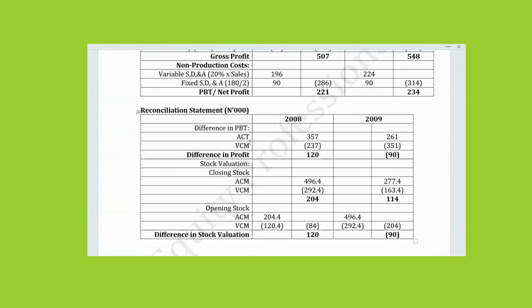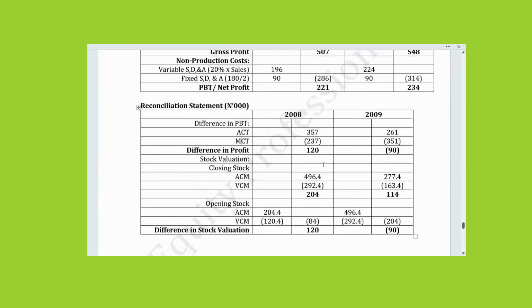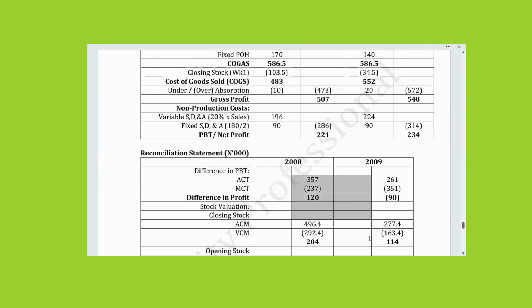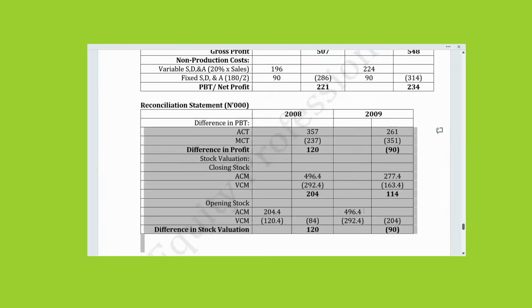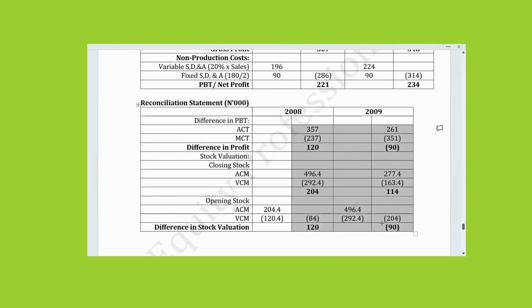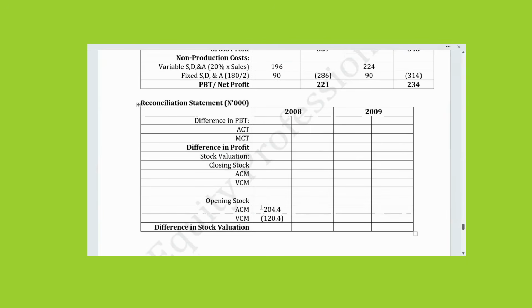ACT, absorption costing technique, marginal costing technique. So under the absorption costing technique, let me remove all of this so that it doesn't confuse. Let me copy this too. Put it here. Put it here.